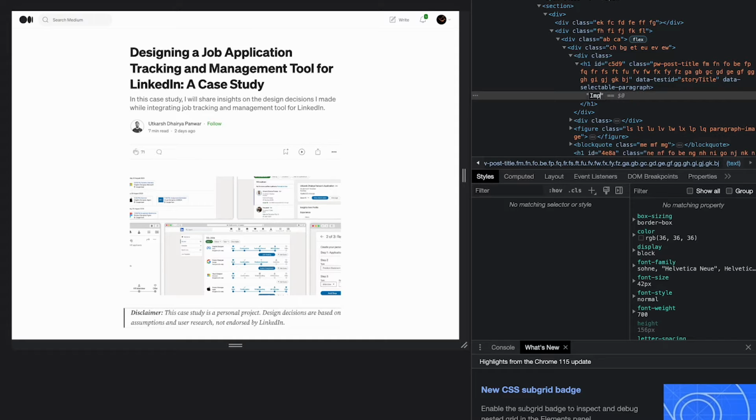So I would say something like improving transparency between job seekers and recruiters on LinkedIn, or maybe job seekers and recruiters on LinkedIn. Yeah, we can just say on LinkedIn and then say a case study.